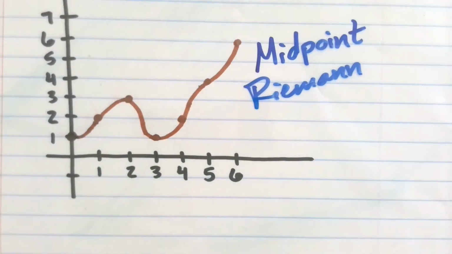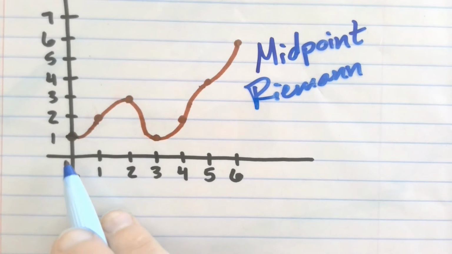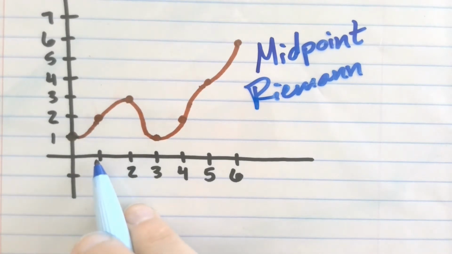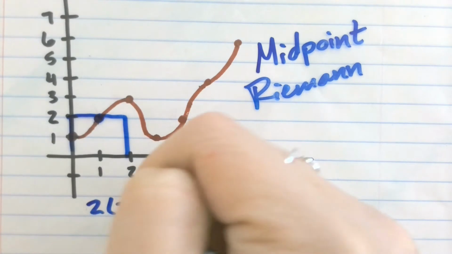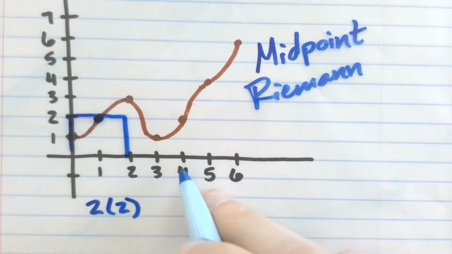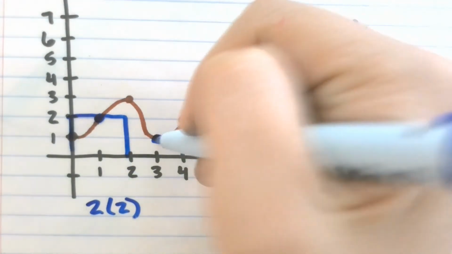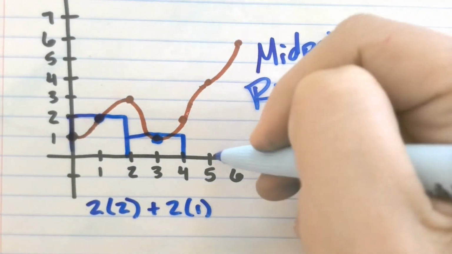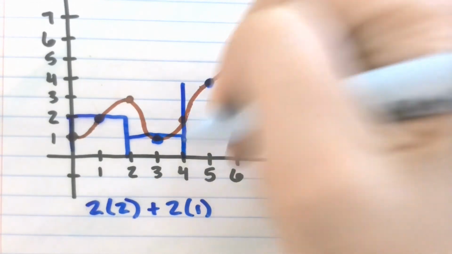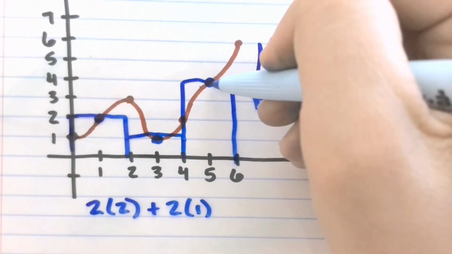For a midpoint Riemann sum, now the height of the rectangle is going to come from the x value that's halfway in between each interval. So for my interval from 0 to 2, since 1 is in the middle, the midpoint, I will use f of 1 as the height. So I'll have a 2 by 2. From 2 to 4, 3 is the midpoint, and its height is 1. And then 5 is the midpoint of the last interval, and its height is 4.